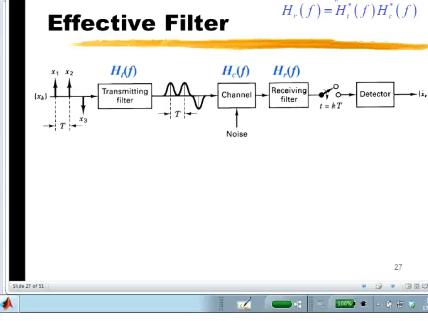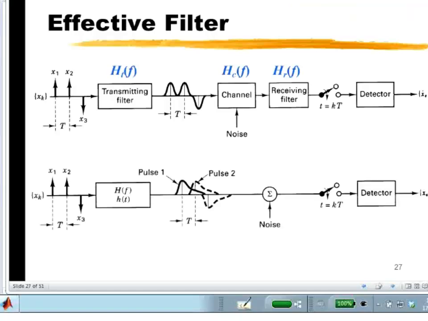So instead of building all these different filters, whether we're doing simulation or analysis, it's often useful to deal with an equivalent system where we group together all of these filters into one equivalent filter. And so the equivalent filter is just the cascade of the 3 filters together. And then we would add our noise after this point.